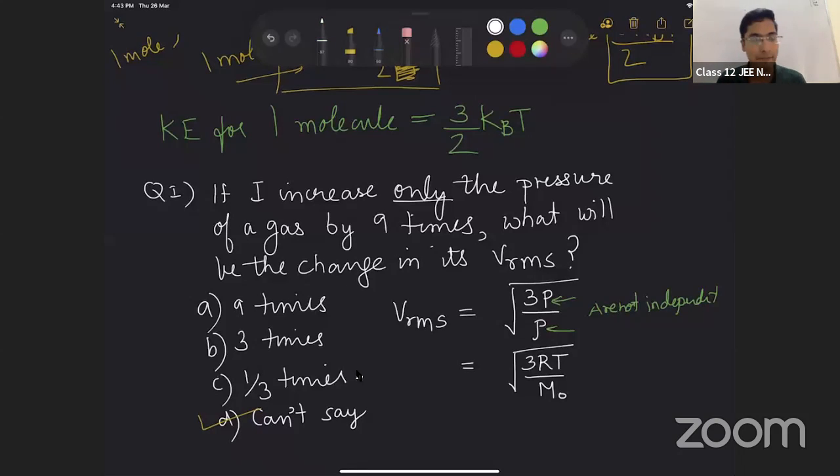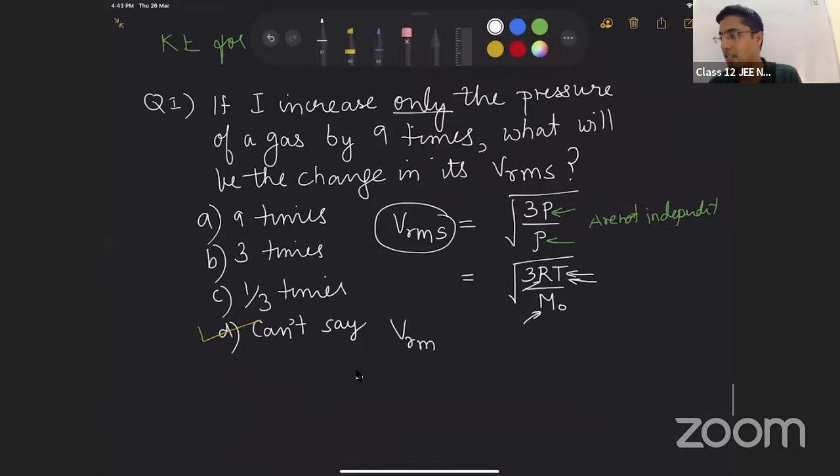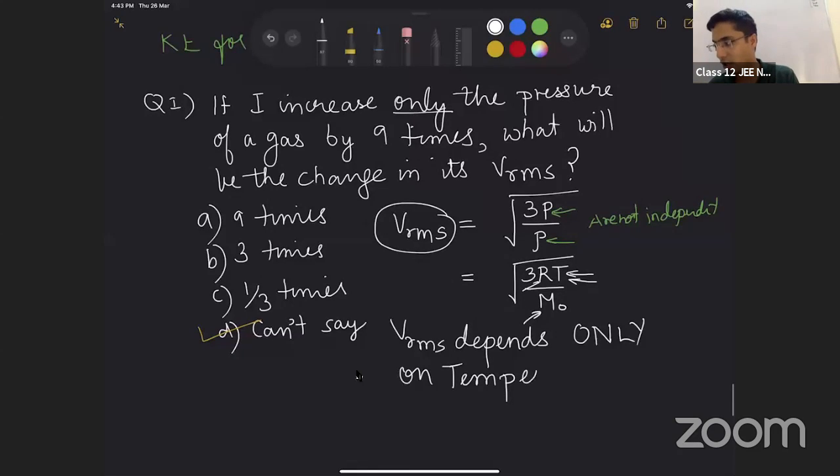Remember that whenever you want to see the effect of a change, the VRMS actually depends only on temperature. Because if you look at this formula, R is a constant, molecular mass is a constant, everything is a constant, temperature is the only variable. So this is a key learning from this question. That's why I gave you this question. VRMS depends only, and write this down very well because a lot of questions are asked on this, on the temperature T.